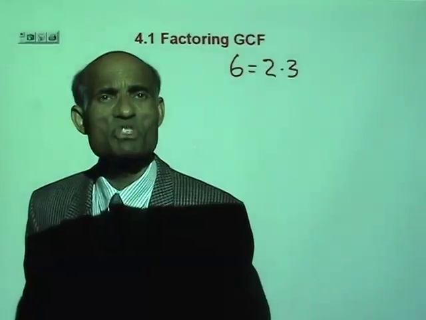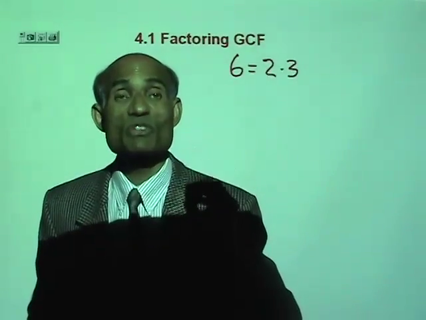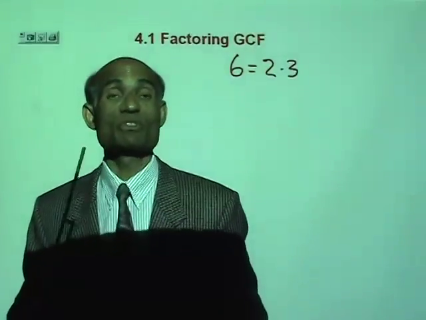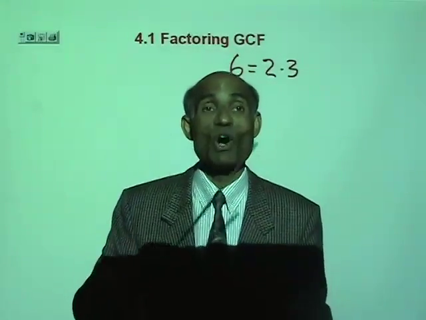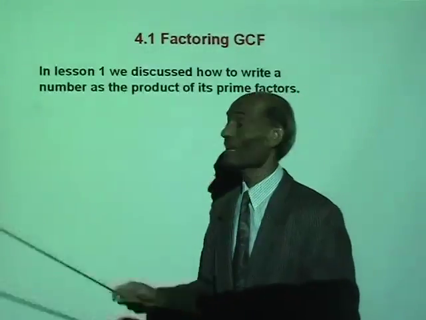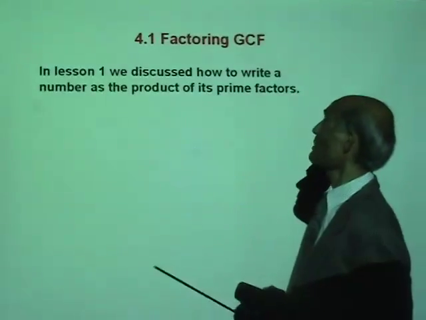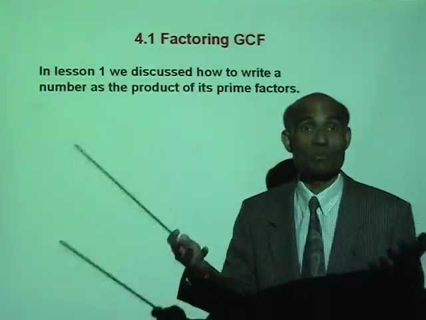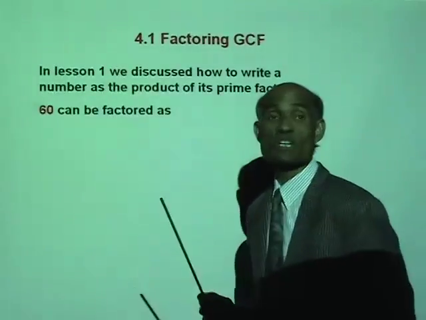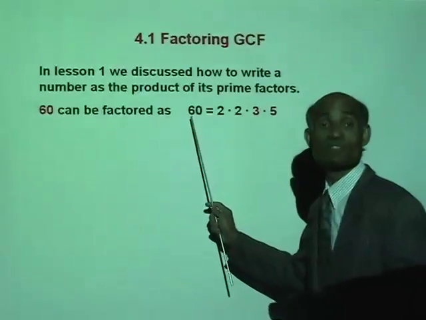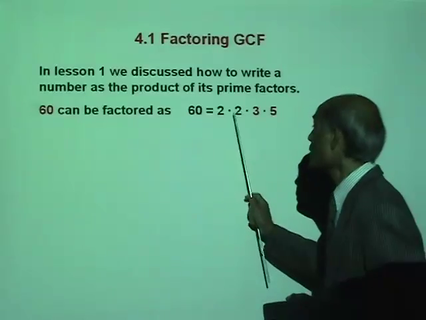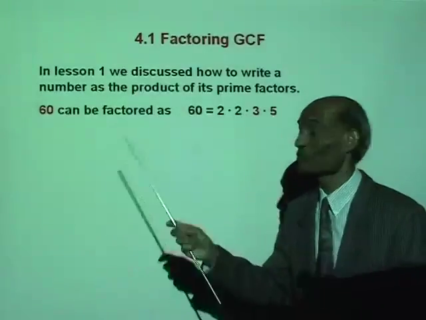What is the meaning of GCF? The greatest common factor. We will learn how to factor out the greatest common factor of a number of given algebraic expressions. Now, in lesson 1, we discussed how to write a number as the product of its prime factors. For example, 60 can be factored as, is that right? 2 times 2 times 3 times 5. Now, these are called the prime factors of 60.